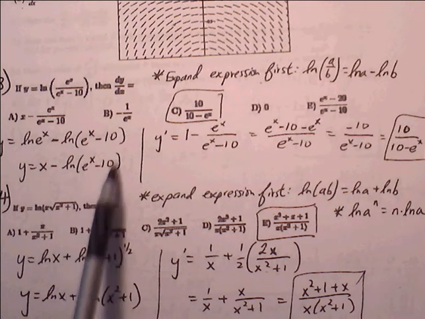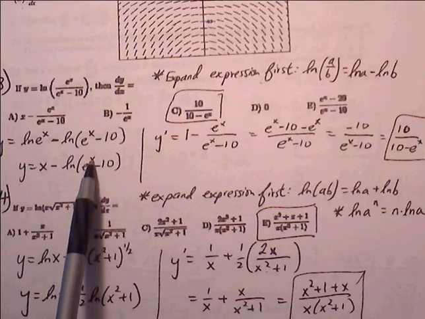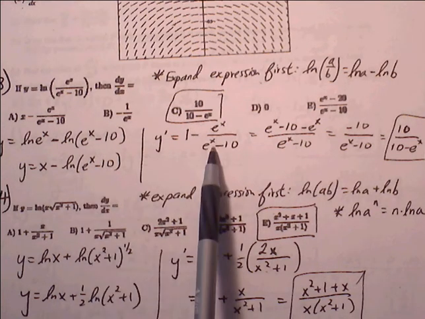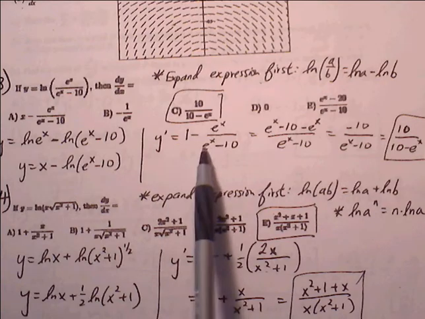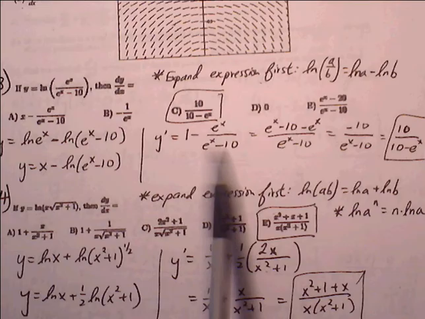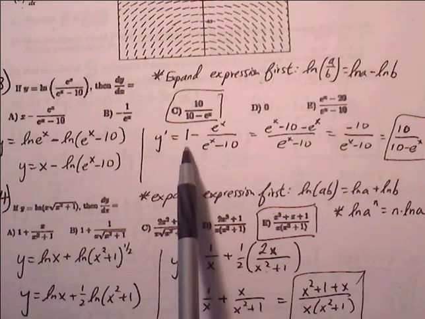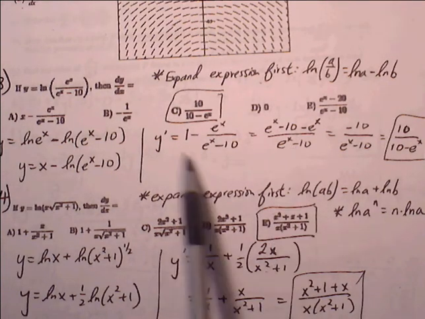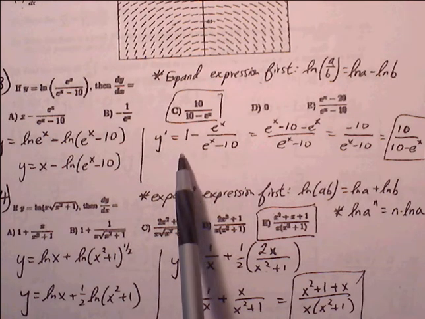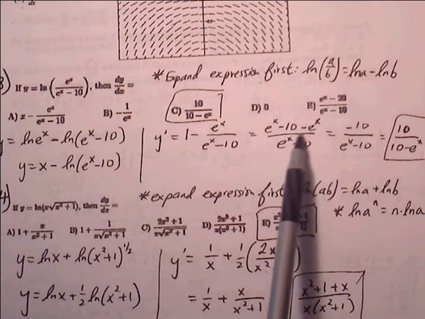So u prime is just e to the x minus 0, or just e to the x, over the u value, which is e to the x minus 10. And this is essentially my derivative, but I have to match with one of these answer choices. So it looks like if we can find a common denominator, we should be able to match. So common denominator is e to the x minus 10. I can balance the 1 by writing it as e to the x minus 10 over e to the x minus 10. So e to the x minus 10 minus e to the x.